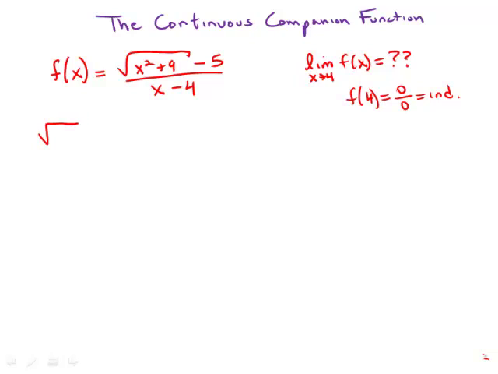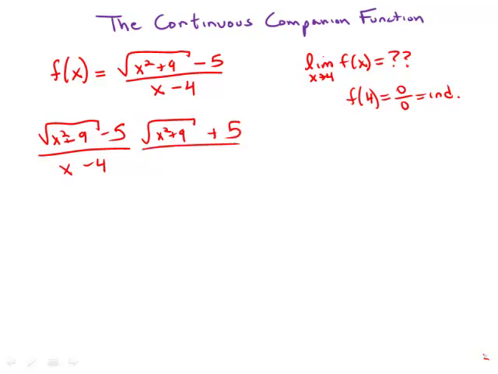So what we're going to do is we'll take this expression, and notice that before we can do any kind of factoring, we have to deal with that radical. And we're going to deal with that radical by a trick that we mentioned in a couple videos ago. We're going to multiply by the conjugate. And so the conjugate will be the square root of x squared plus 9, plus 5. And of course, when we multiply the numerator by that, we also have to multiply the denominator by that.